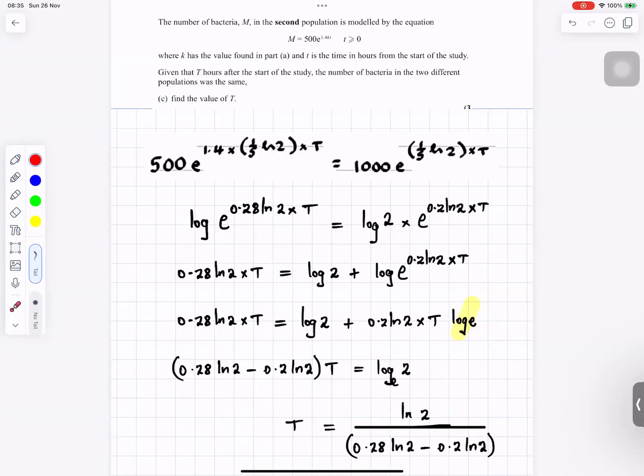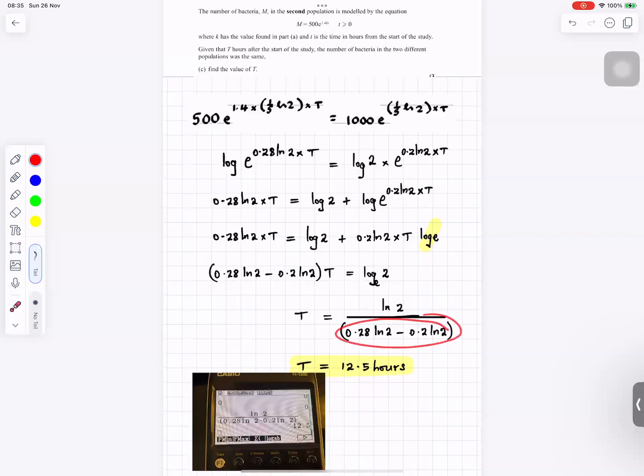From there, you have log 2 plus 0.2 ln 2 times t log e, and log e will cancel there. Put 0.2 ln 2 to the left, it becomes minus 0.2 ln 2. Factorize t out, and after that, you divide to get that expression. Put that in your calculator and it gives you 12.5 hours. Be careful how you put it in the calculator. You're just solving the equation: the left-hand side equals the right-hand side, and we solve it for t.